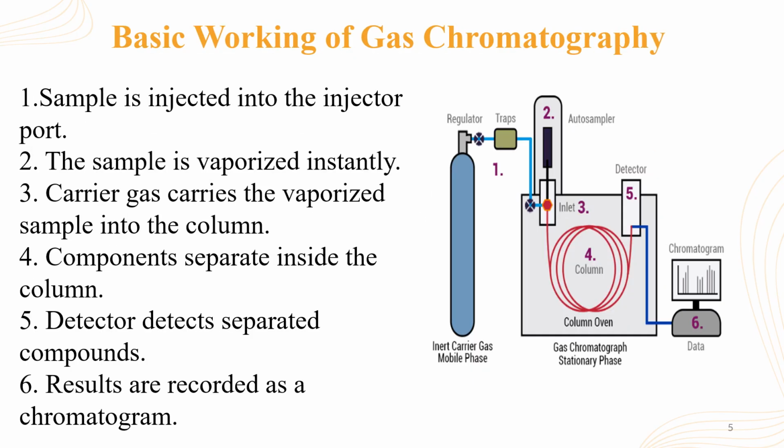Now let us see the basic working of gas chromatography. First, the sample is injected into the injector port and the sample is then vaporized instantly due to high temperature. Next, the carrier gas carries the vaporized sample into the column. Inside the column, different components separate based on their properties. After separation, the detector detects each component one by one. Finally, the results are recorded in the form of a chromatogram. This figure shows the step-by-step working of gas chromatography from sample injection up to chromatogram formation.